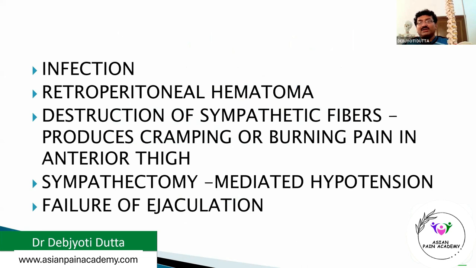If you are doing it under fluoroscopy and carefully, then these chances are comparatively less. Now, other complications are infection, retroperitoneal hematoma, destruction of the sympathetic fibers producing cramping or burning pain in the anterior thigh, and sympathetic mediated hypotension. For the lumbar sympathetic block, it is comparatively less. If you do the celiac plexus block, it is much more. So usually we preload to avoid this. And failure of ejaculation might be another complication.